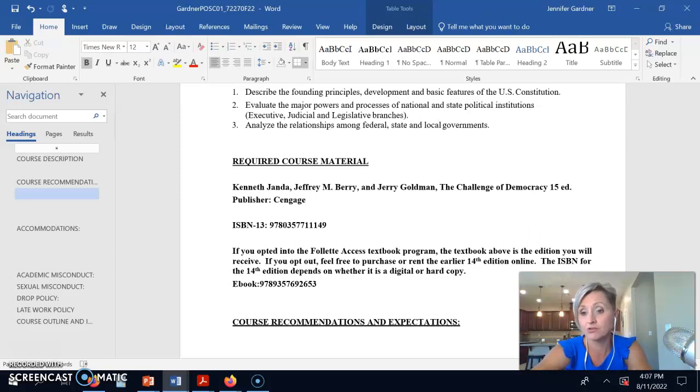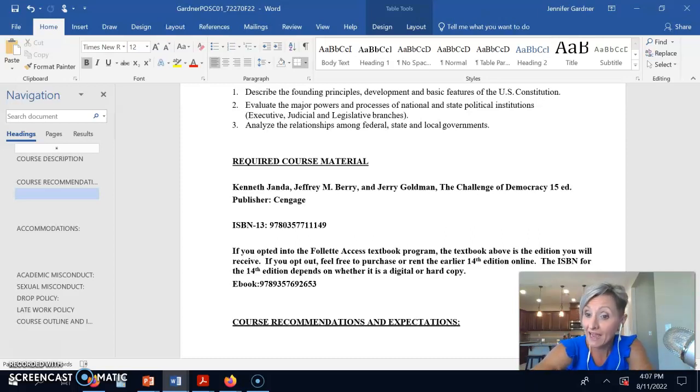So what does it mean if you opt in? If you opt in, what you do is you pay, I think it's right now right around $25, don't quote me on that, dollars per unit. So this is a 3-unit class. It would cost you $75 that would be charged to your student account for the course materials for this course. So if it's a 4-unit class, it's $100, right? You can do the math, right?